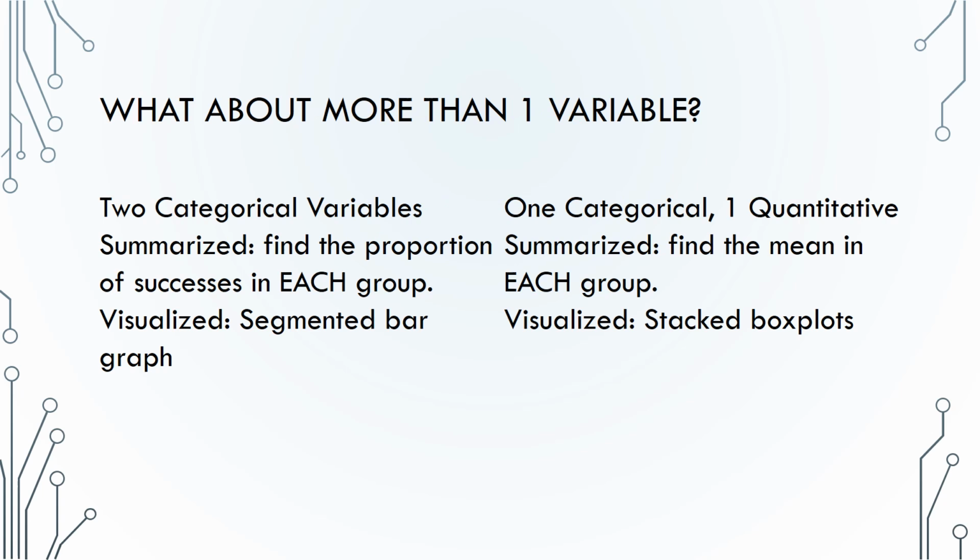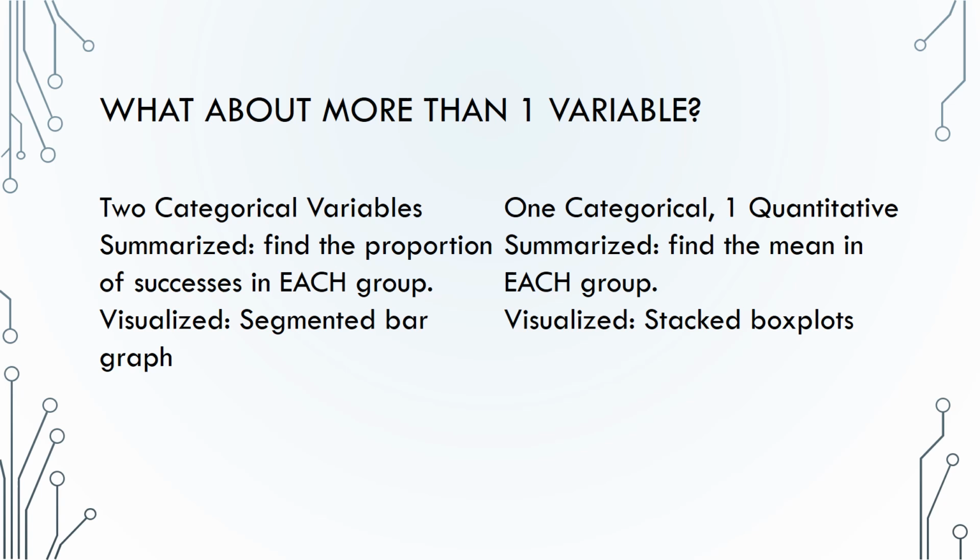What if I've collected more than one variable in my study? In this class, we'll look at lots of examples where we collect two variables in the study and analyze them at the same time. If both variables are categorical, then we would summarize the data by finding the proportion of successes within each group. Then we can convert those two proportions into one number, either through an additive manipulation, finding the difference between the two proportions, or a multiplicative manipulation, finding the ratio of the two proportions.